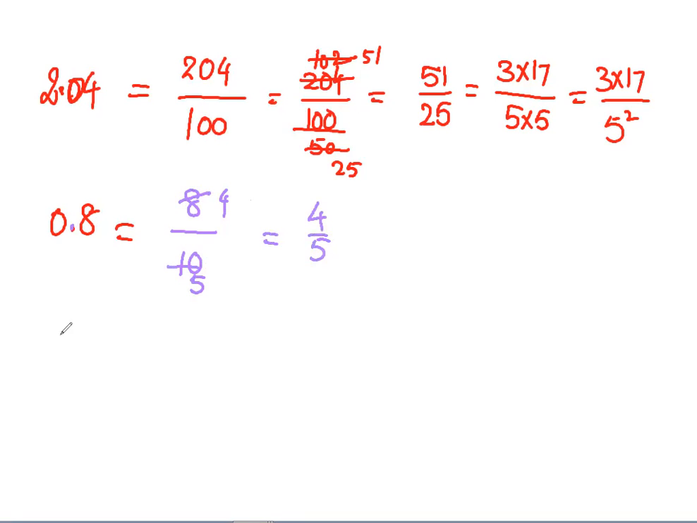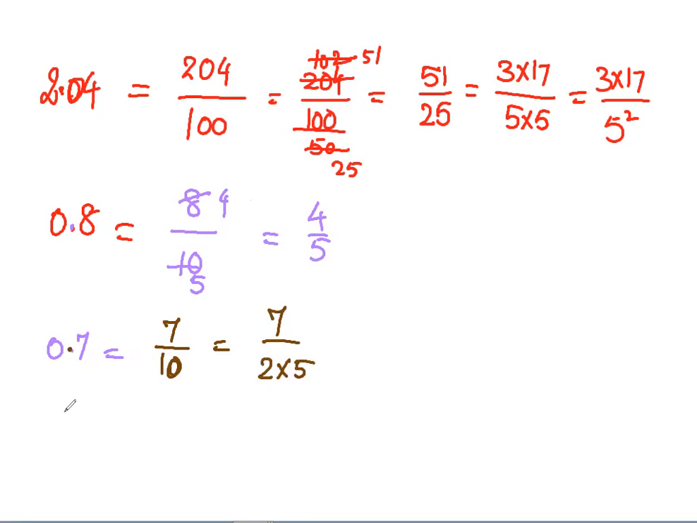Now 7 by 10, 0.7. Let us take 0.7. To convert this into p by q form, we can write 7 by 10, because after the decimal there is only one digit. We get 7 by 10. Now 10 can be written as 2 into 5.